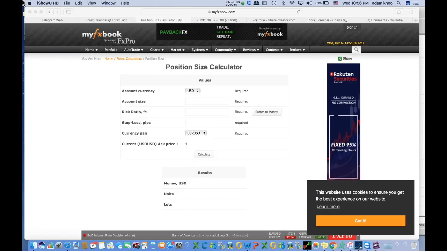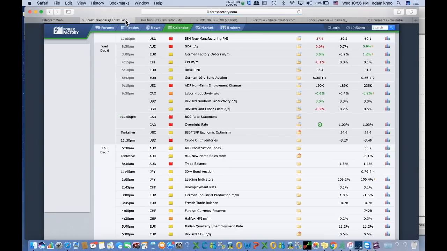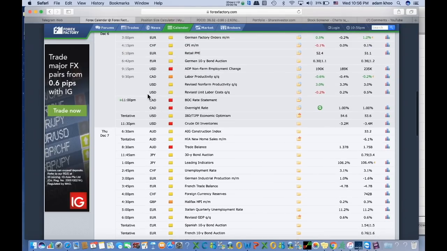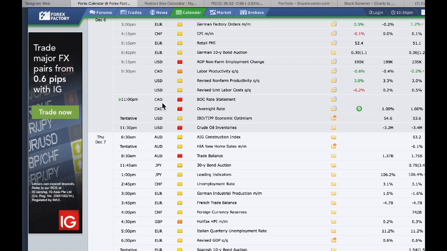Alright, so I'm getting ready to scalp the news, and the date is the 6th of December. And I'm looking at Forex Factory. Time is 10:56 p.m. local time. And as you can see, at 11 p.m., which is 4 minutes from now, there'll be Canadian news on the rate statement and overnight rate. So this is basically interest rates, which is one of the major things I'll trade.